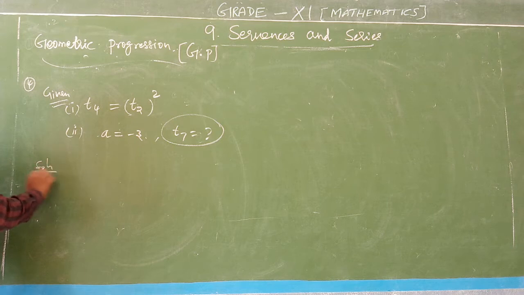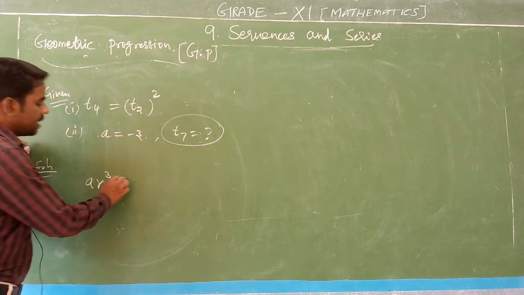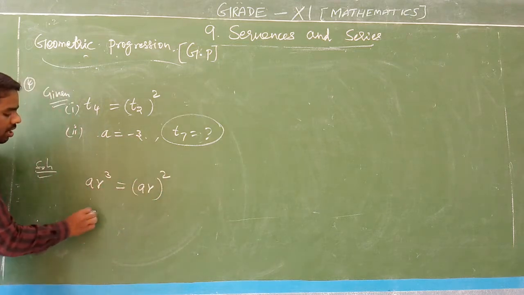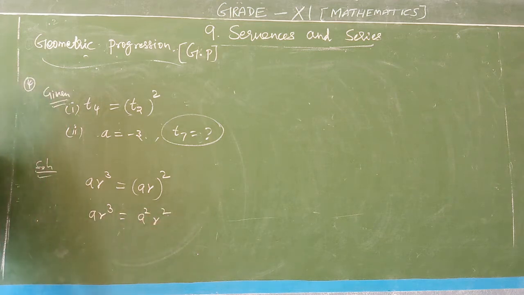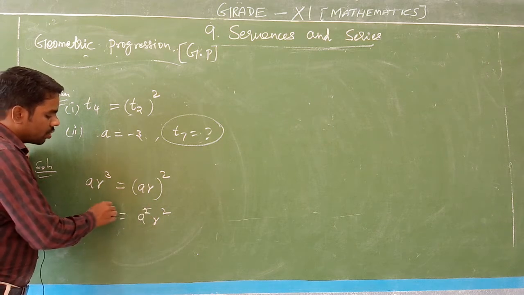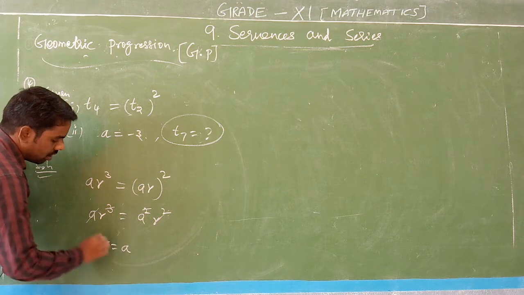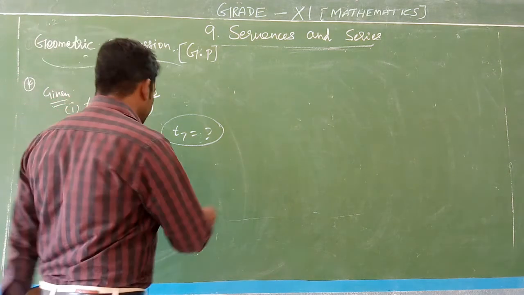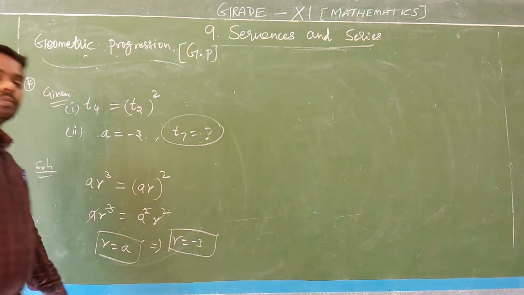Solution. T4 is written as a r power 4 minus 1, that is a r cubed, and that is equal to T2 whole square, which is a r, the whole square. So a r power 3 equals a squared r squared. Simplify this: r cubed and r squared cancel, so r equals a. We know that a equals minus 3, therefore r equals minus 3.